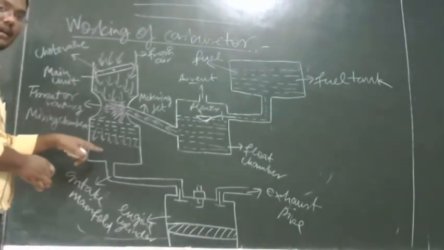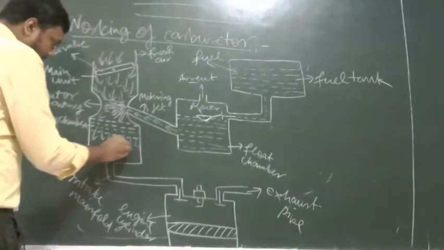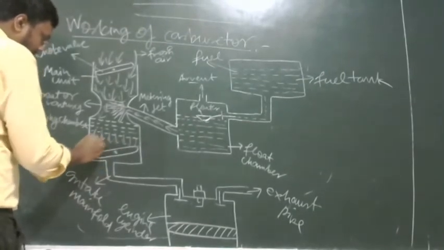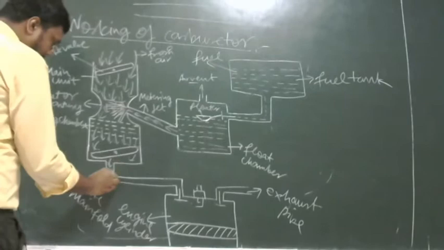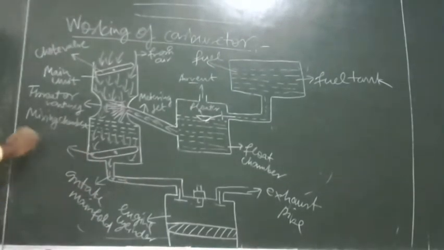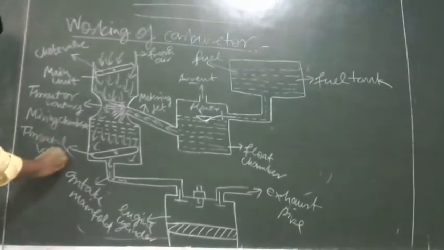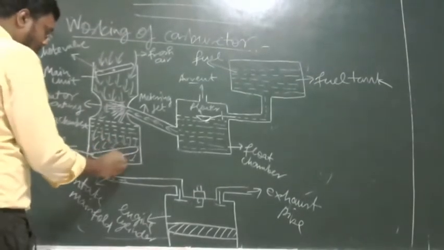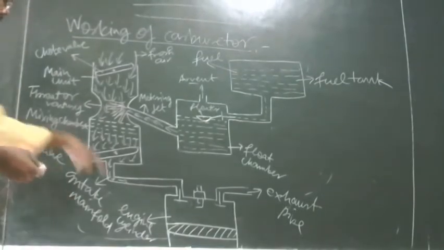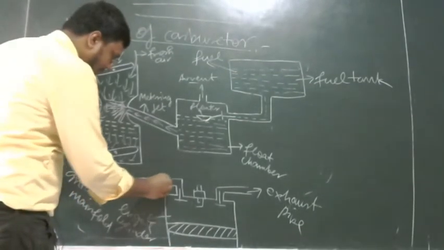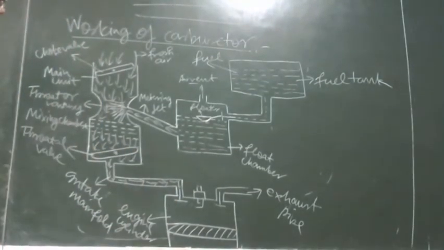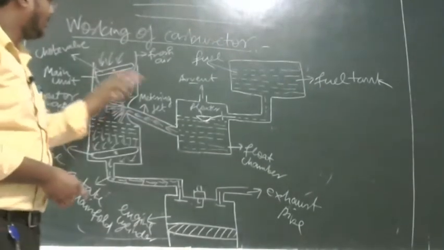Now again, this flow of air and fuel mixture will be controlled by a valve. Here again a valve is there which controls the supply of air fuel mixture to the engine cylinder, and this valve is known as the throttle valve. So this valve which controls the supply of the prepared air fuel mixture to the engine cylinder is known as the throttle valve. And this air fuel mixture is supplied to the engine cylinder through the inlet valve. So in this way this carburetor works.